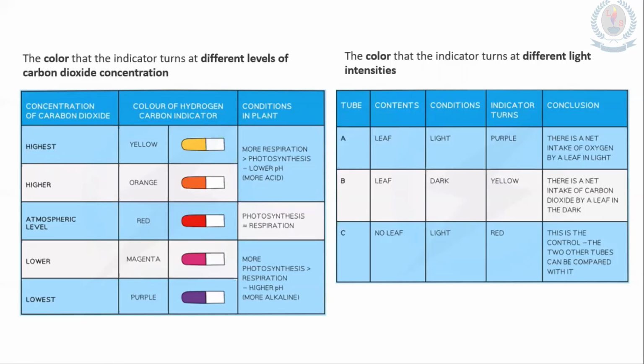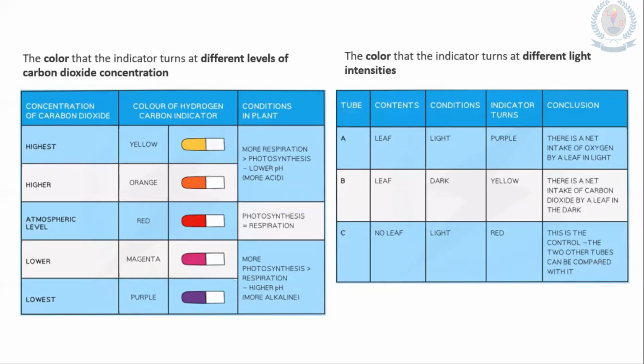Come to the next table: the color that the indicator turns at different light intensities. So we can use at least 3 test tubes. Test tubes A and B contain leaves, and the C test tube does not contain any leaf. What are the conditions? In test tube A, we are providing light, and even in test tube C, we provide light. But B, it's dark.